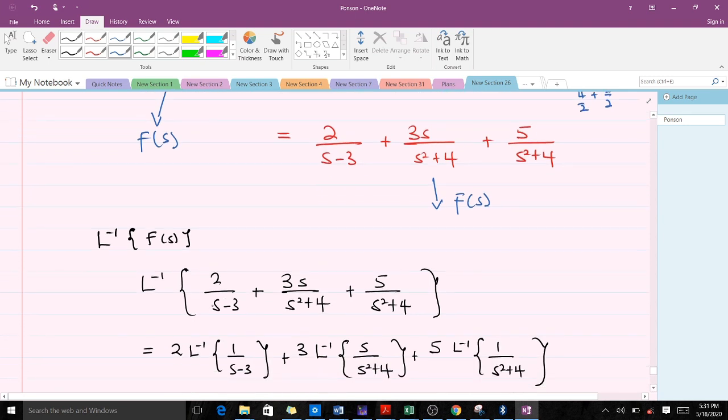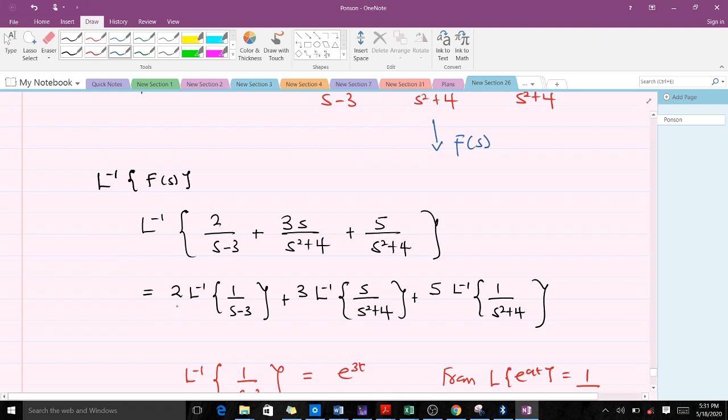So the Laplace inverse of that will give us 2 over s minus 3 plus 3s over s squared plus 4, then plus 5 over s squared plus 4. So we can decide to bring the 2 out, and since the Laplace operator is linear, we can run it through our expression. So we get 2 out, Laplace inverse of 1 over s minus 3, then plus 3 out, Laplace inverse of s over s squared plus 4. I hope you can see that. Then plus 5 out, Laplace inverse of 1 over s squared plus 4.